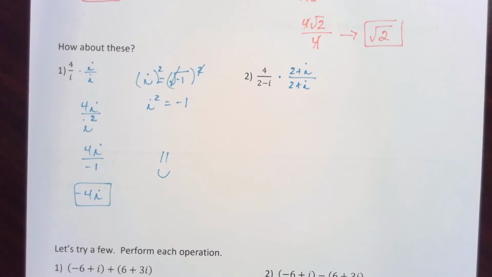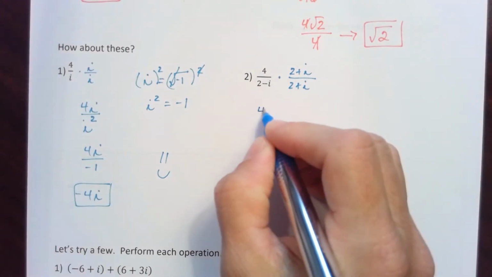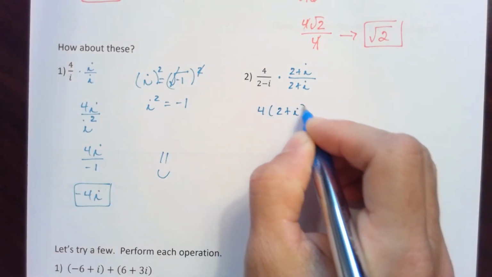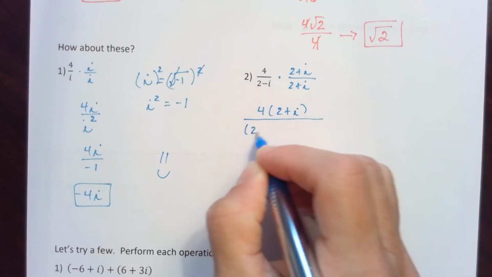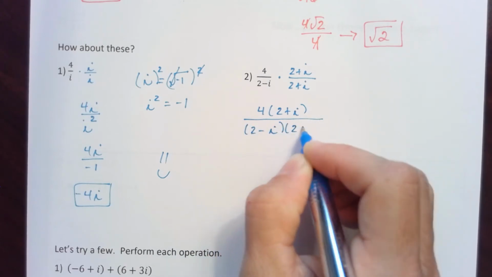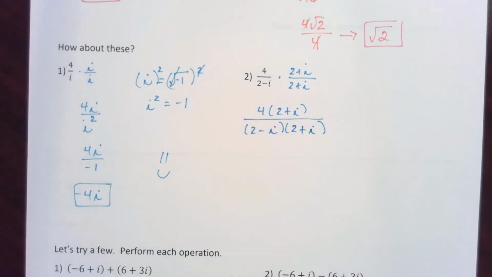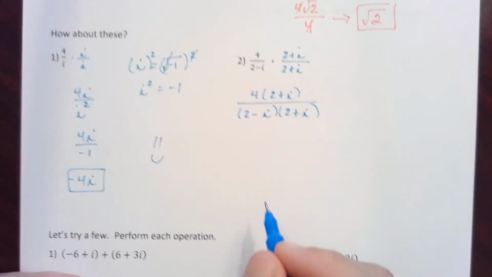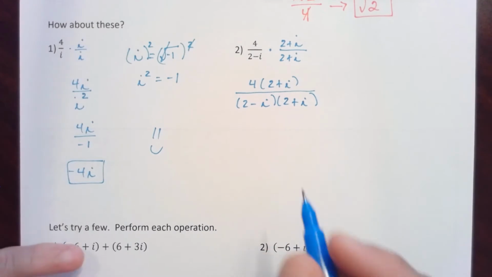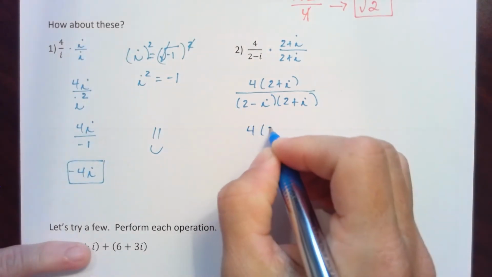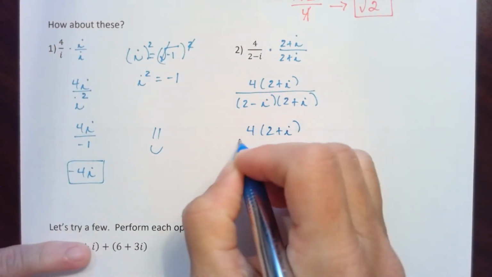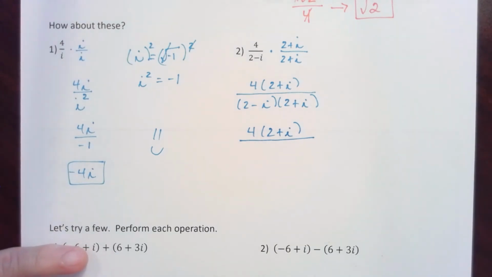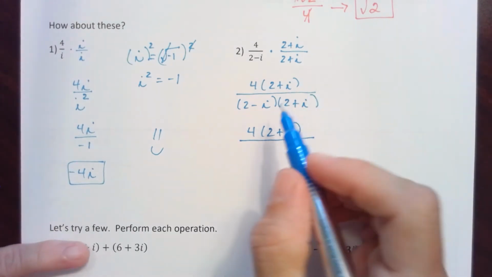So if we multiply straight across, we have 4 times (2 plus i) all over (2 minus i) times (2 plus i). Well, now we have even more i's in the denominator. So let's see what we can do. I'm not going to distribute the numerator just yet. It is possible it will reduce, so I want to leave it factored for a little while.